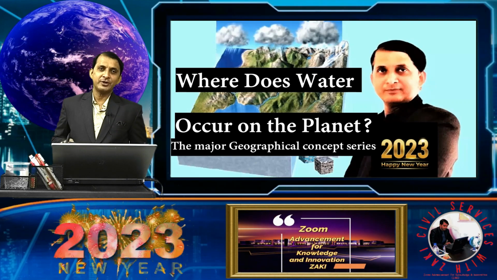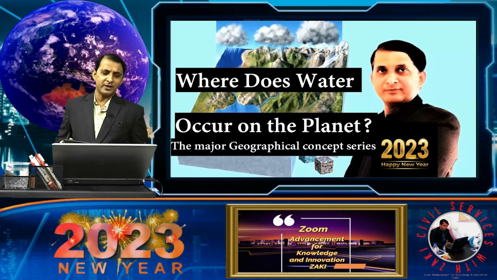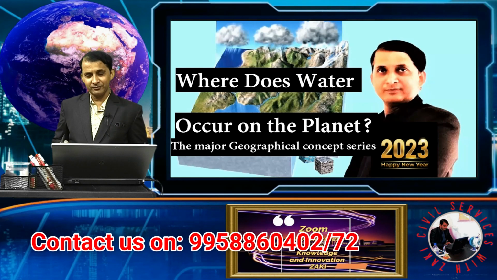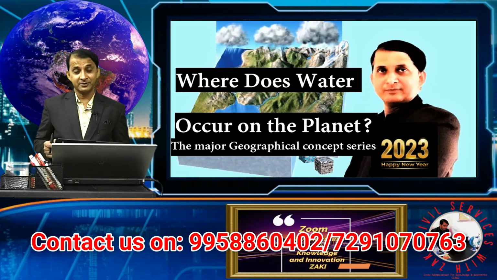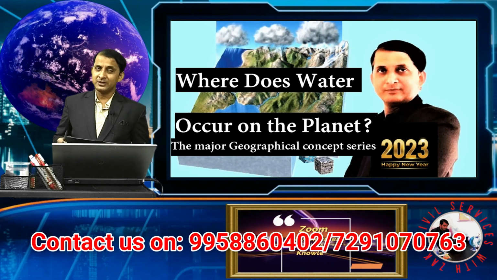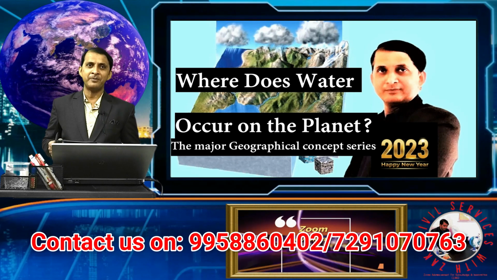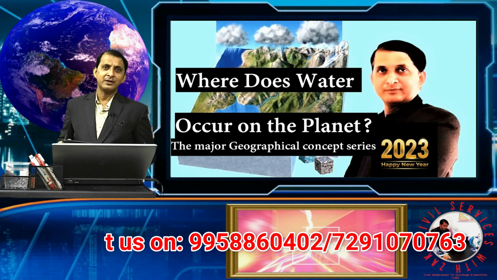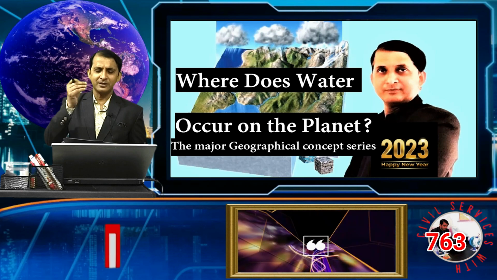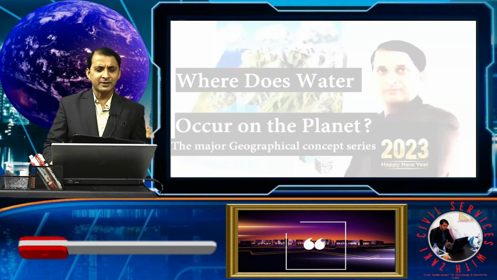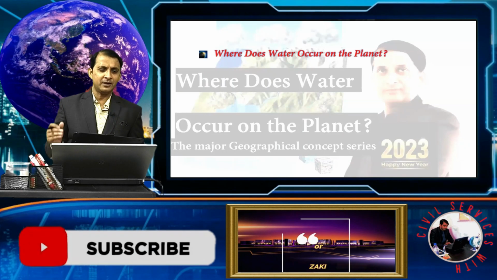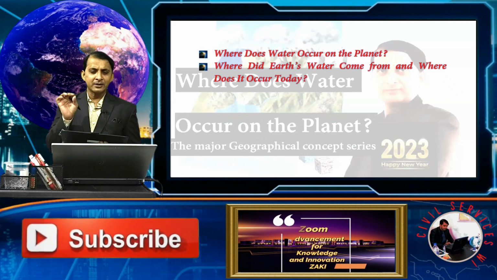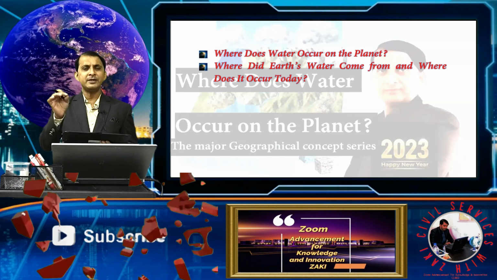2023. So what is today's topic? Today's topic is where does water occur on the planet, and as you know it is related to the Major Geographical Concept series. My Major Geographical Concept series provides you the best animation, best graphics and all that, so you can easily understand very difficult topics in an easy way. So let's see today's topic: where does water occur on the planet, and where did Earth's water come from and where does it occur today.